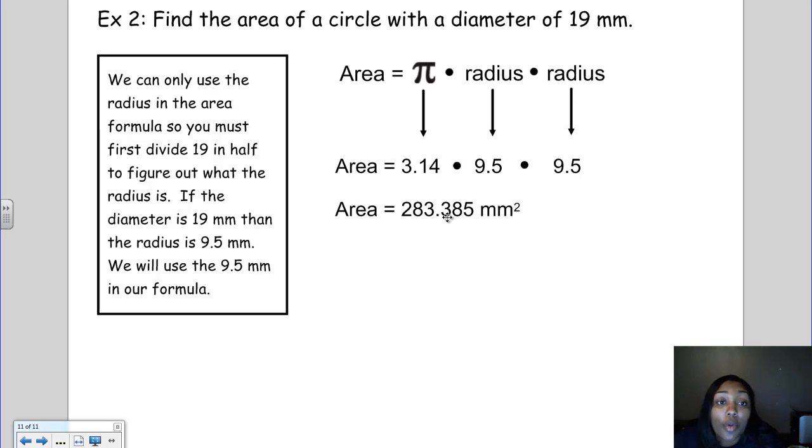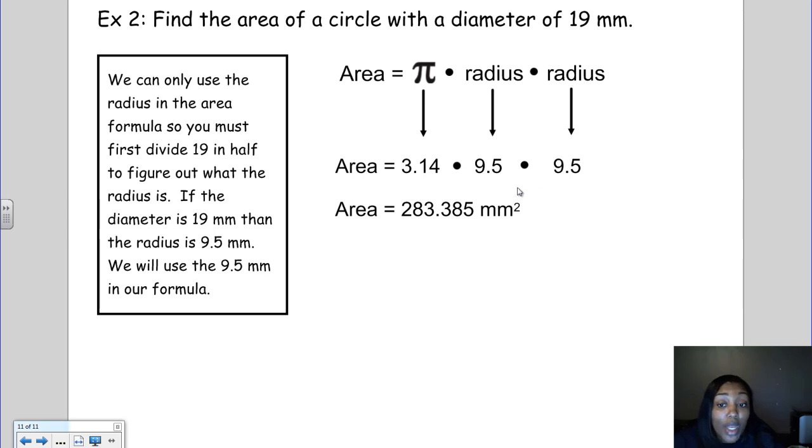Now in this example, they say find the area of a circle with a diameter of 19 millimeters. They didn't give us a picture, but they told us that our circle has a diameter of 19 millimeters. Looking at the formula, it's pi times the radius, but they didn't give us the radius, they gave us the diameter. But we can use the diameter to find the radius, because we can only use the radius in the formula. So we can take the diameter and cut it in half, because if you remember, the radius is half the size of the diameter. If I take this diameter, which is 19, and divide it by 2, that gives me the radius of the circle.